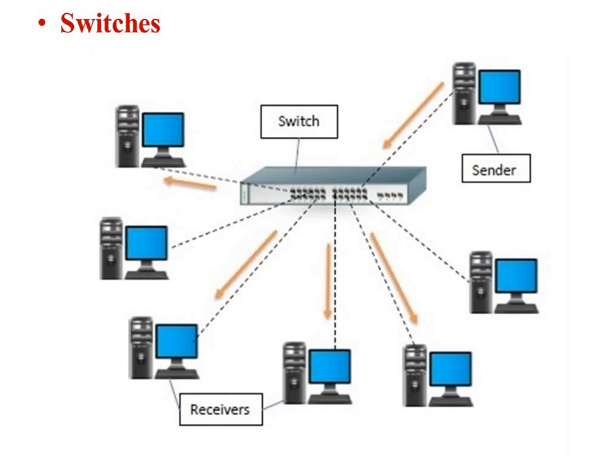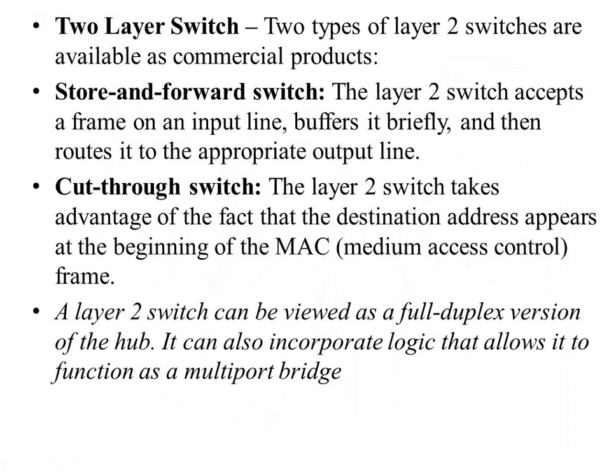So this is how exactly the switch looks like. This is a switch which is at a central place, to which all the devices are connected. This is the sender and all these are the receivers, but these are the specific receivers where you need to find out where you want to send the packet. So that address is read, and to that receiver only this switch is transferring the data.